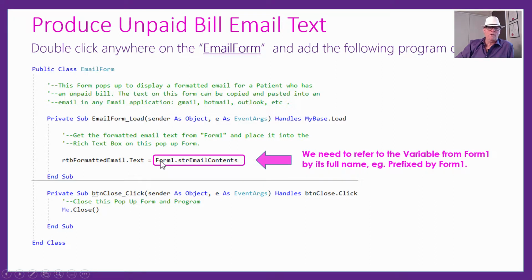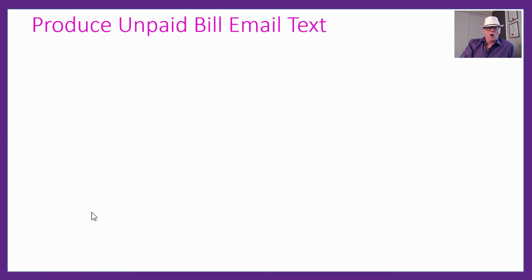So we're using this full name referencing form1.str email contents. So it's going to get all that formatted material which we were showing in the message box previously, and it's going to put it into that rich text box in this pop-up form. And that's all there is to it, and it'll all be there, and we will be able to copy and paste it. So we also need some coding for when we click that close button, and that's just going to be me.close, so that the pop-up form can just close down and disappear.